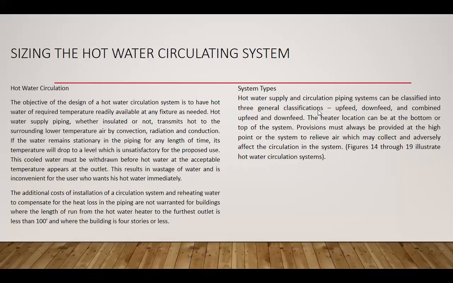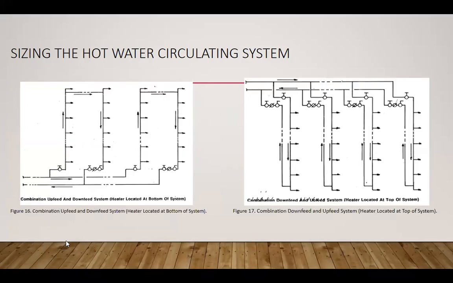Hanggang 19. 16, combination upfeed and downfeed system. Heater located at the bottom of the system. The heater, combination ng upfeed and downfeed. Ito. Supply ka dito, then pabalik naman doon. Kung wala kang circulation, so wala to. Ito lang.